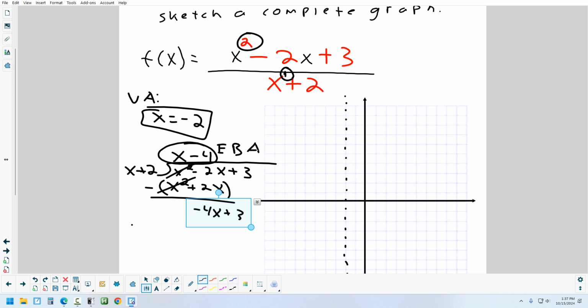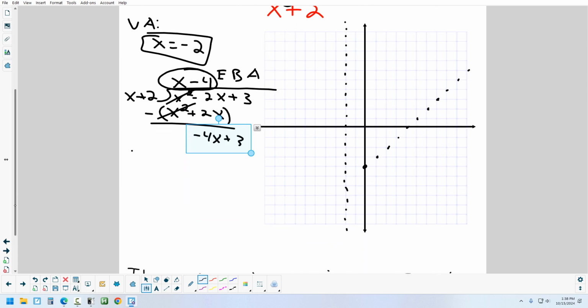X minus 4. Okay, what's the y-intercept of that? -4. And what's my slope? 1, which means I go which way when I graph that? Up and to the right. Up 1, right 1. Okay, again, this is not the graph. These are boundary lines that the graph is going to stay between.